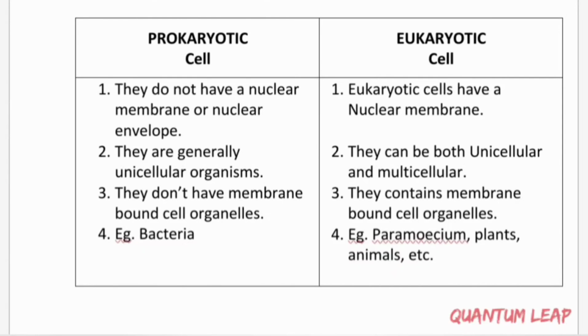The second point is that generally prokaryotic cells are unicellular, that is, all bacteria come under prokaryotic cells, while eukaryotic cells can be both multicellular and unicellular. For example, paramecium is a unicellular organism. Plants and animals are multicellular organisms. The third point is that prokaryotic cells do not have membrane bound organelles, while eukaryotic cells have membrane bound organelles in the cytoplasm. So here is the small difference between prokaryotic and eukaryotic cells.